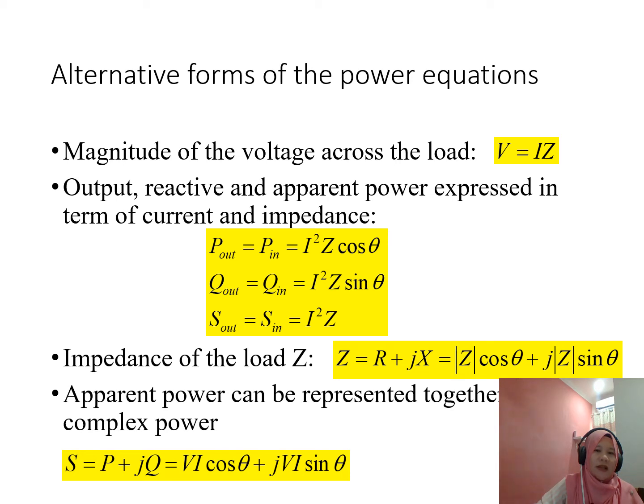And we know that the impedance of the load, which is Z, is equal to resistance plus j reactance. In complex form, we can obtain this equation where Z is equal to the magnitude of Z multiplied with cos theta plus j magnitude of Z multiplied with sin theta. And the apparent power S can also be represented in complex power, which is S is equal to P plus jQ, which is equal to VI cos theta plus jVI sin theta.